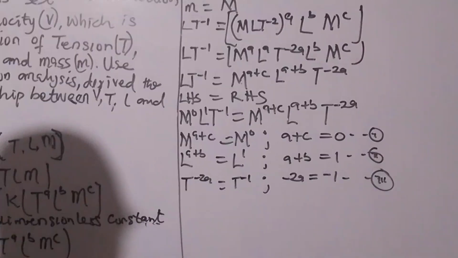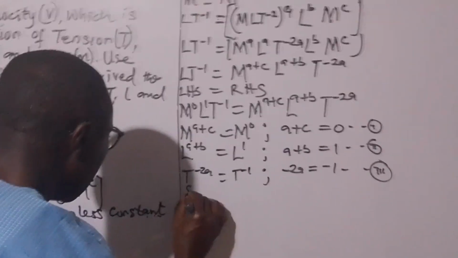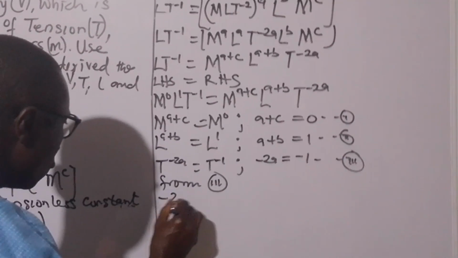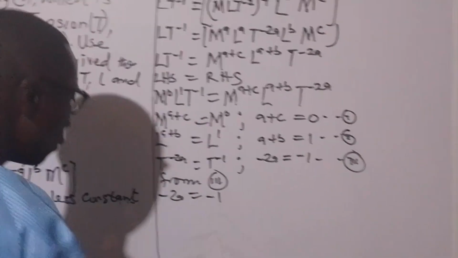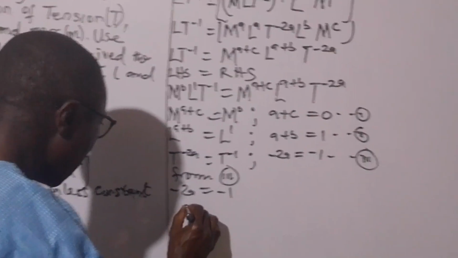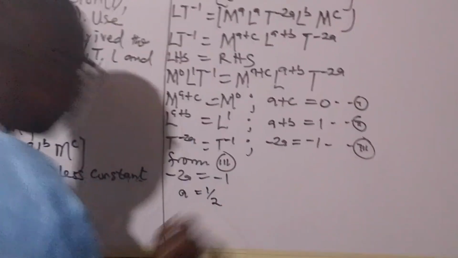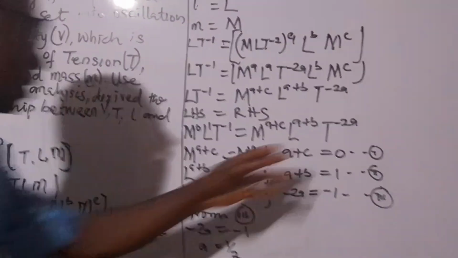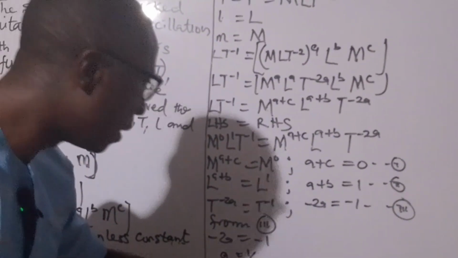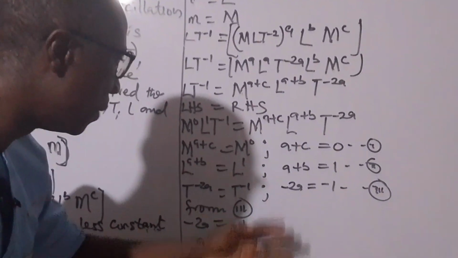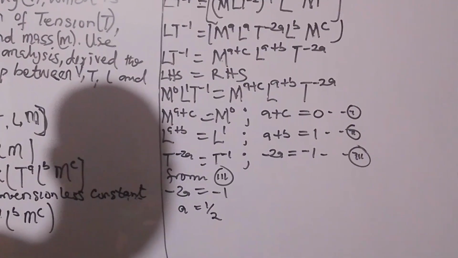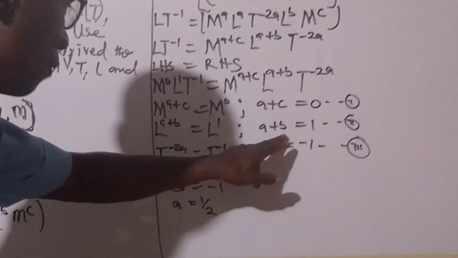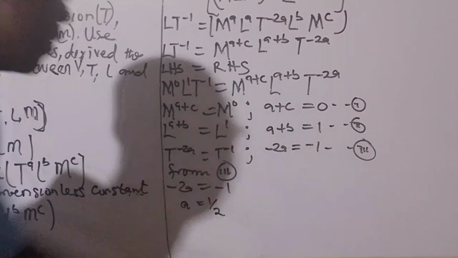Directly from equation 3, you can now say from 3, which is minus 2A is equal to minus 1. Without wasting our time, A now is equal to half. If A is half, and within the three equations we have three variables A, B, C, then we can now substitute for A in 2.